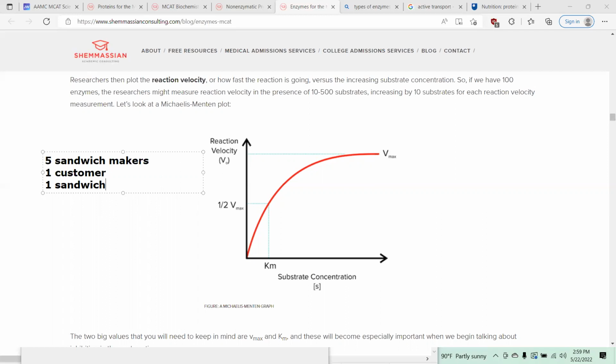Again, it's just one sandwich maker making one sandwich. So therefore, four makers aren't doing anything, right? Not doing anything.